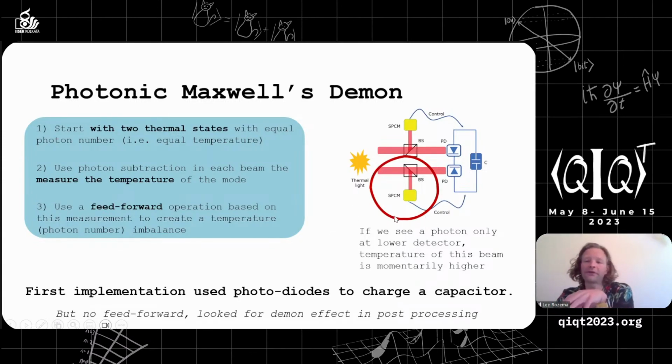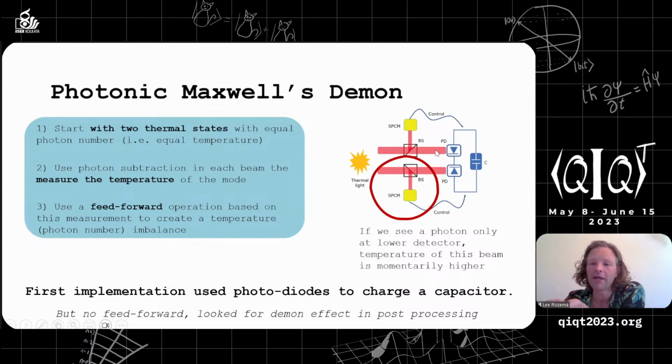In the first experiment by the Walmsley group, they didn't implement the feed forward operation. They rather observed the effect in post-processing. But they had this nice setup where the two thermal states were incident on photodiodes, and they connected it in a fairly simple circuit where they could then ideally use this circuit to charge a capacitor. So the work would then be extracted by charging this capacitor.